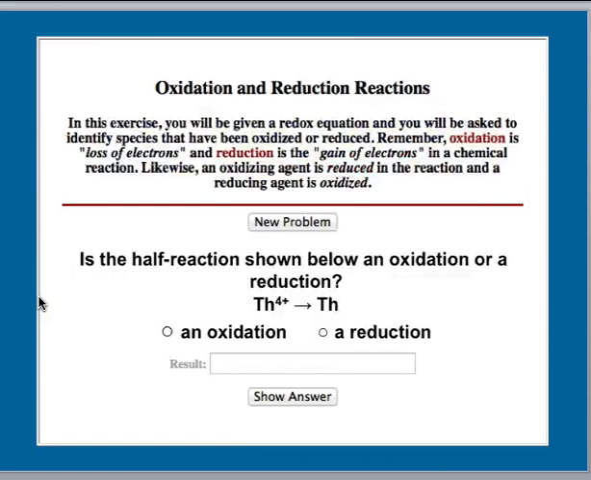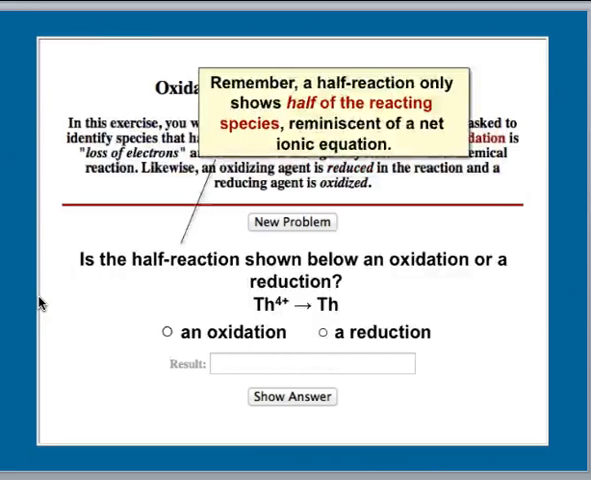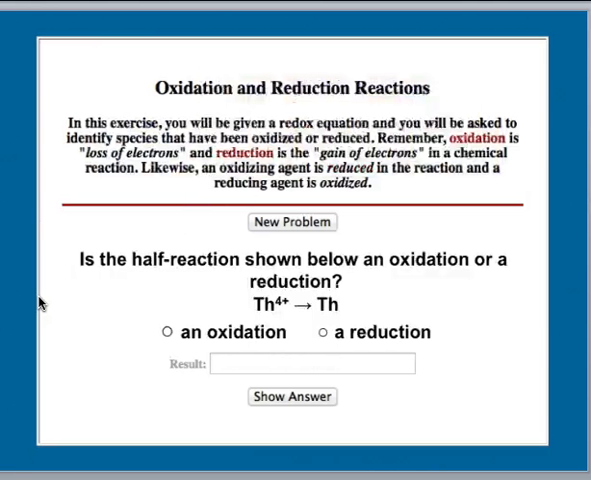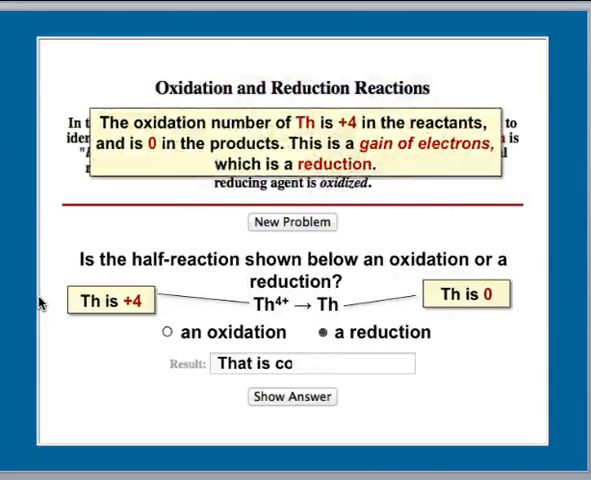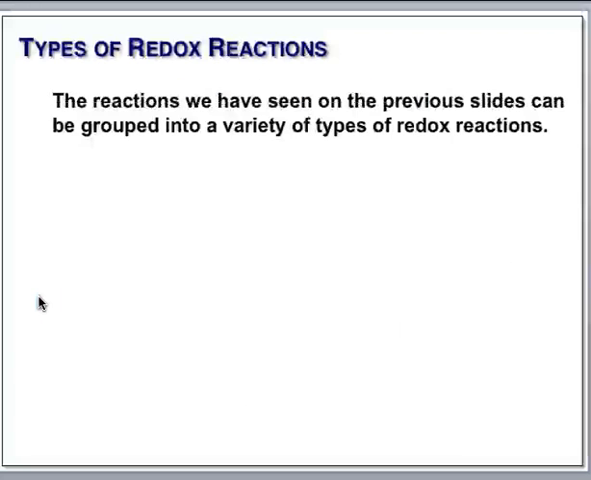Here we have thallium +4 going to thallium 0. Oxidation or reduction? Did it gain electrons or lose them? It has gained electrons. It is a reduction. +4 to zero, reduction. All right.